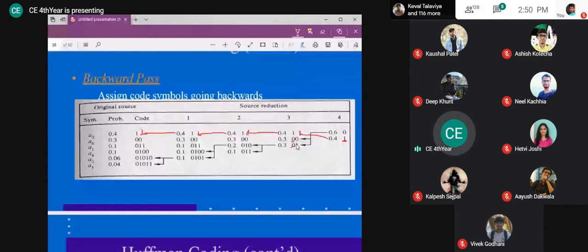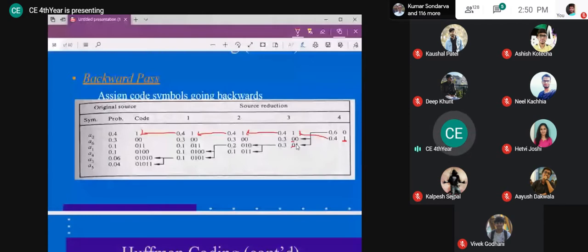Okay. Now what will happen? Now we have 0.3 here. 0, 1 is assigned to this 0.3, but this 0.3 is actually a combination of this 0.2 and 0.1. So that 0, 1 will get propagated here, and they will be the most significant bits.